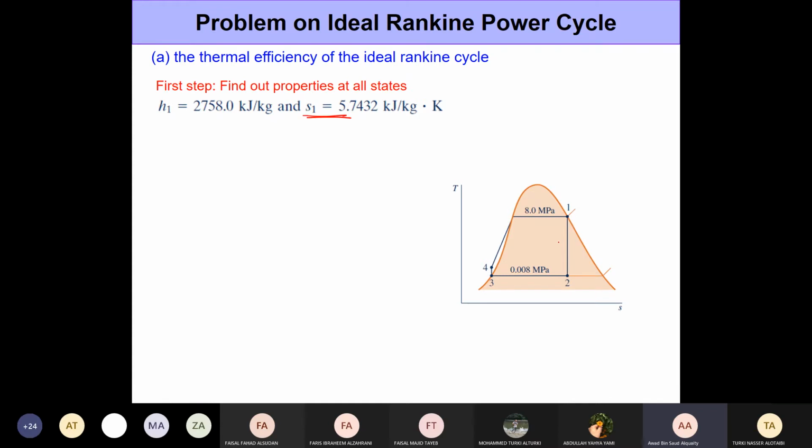You see, the process 1 to 2 is an isentropic expansion process, right? And we need to locate state 2, and we don't have enough properties about state 2. So the only thing we know for now is that the pressure at state 2 is 0.08 megapascal or 0.008 bar. Okay. Now we need one more property to fix that state.